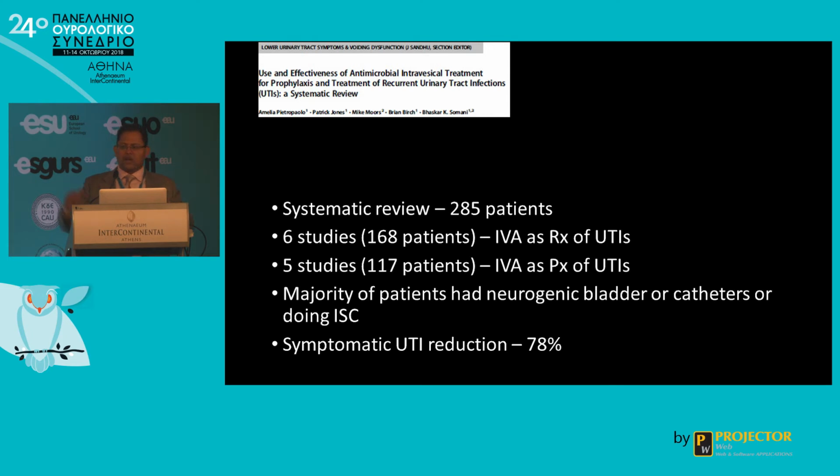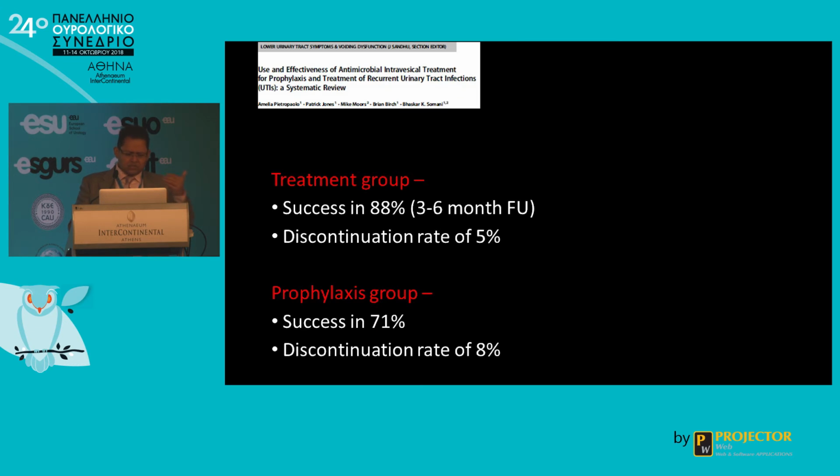So these are patients who are end of line. You've tried everything else. Nothing is working. If you give them intravesical gentamicin or alike, it was shown that these patients can respond. 4 out of 5 patients will respond. The slight issue was the long-term follow-up was not there. But in the short term, between 6 to 12 months, they respond. And it's divided into a treatment group where the success was 88%, and a prophylaxis group where you are giving it as prophylaxis, and the success rate was slightly lower, but still 71%.